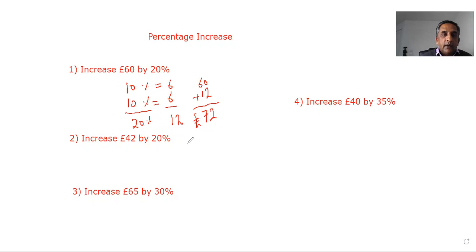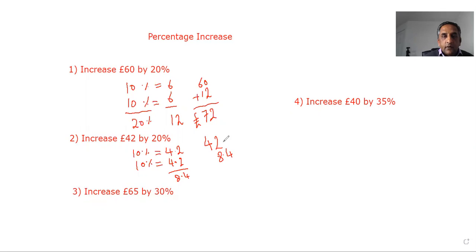Okay, now I'm going to do the second one. Increase 42 pound by 20%. So first of all we find 10% of 42, which is 4.2. Then we find another 10% of 42, that is again 4.2. When you add 4.2 and 4.2, we get 8.4. So now we add 42 and 8.4.